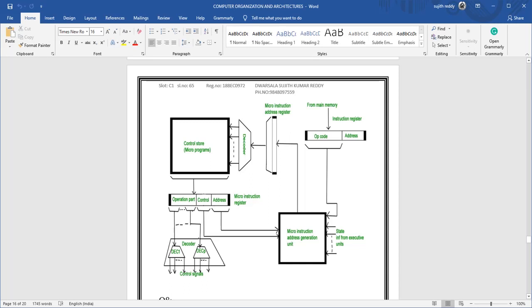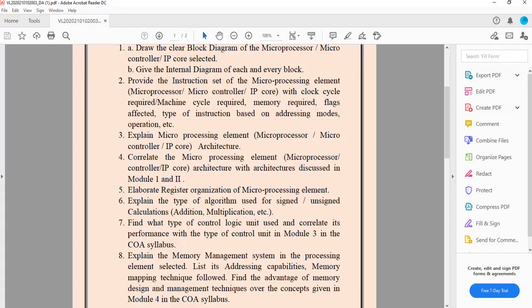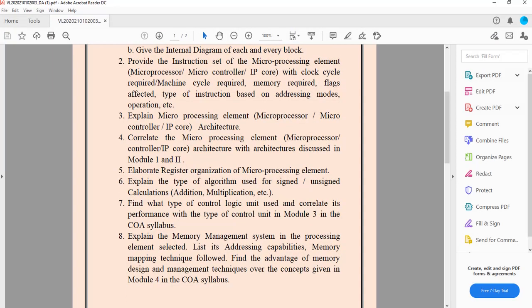For main memory, the instruction register, OP code and address were also inserted into the micro instruction address generation unit, stated for execution units. So, fifth question: explain the memory management system in the processing element, selected list in addressing capabilities, memory mapping technique followed. Find the advantages of the memory design and management techniques over the concepts given in module 4 in the COA syllabus.